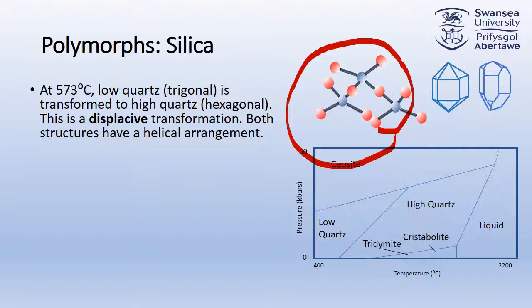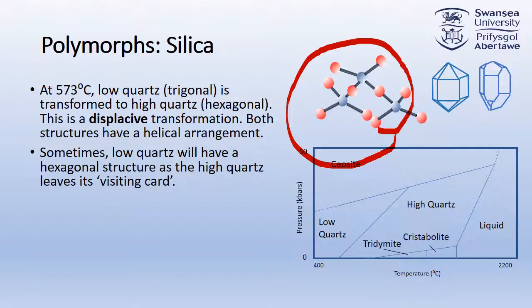Okay, so at 253 degrees Celsius, this is where we have the displacive transformation between low and high quartz. Sometimes low quartz will have a hexagonal structure. It shouldn't. It should be trigonal, because high quartz will leave its remnant structure, will leave its visiting card.